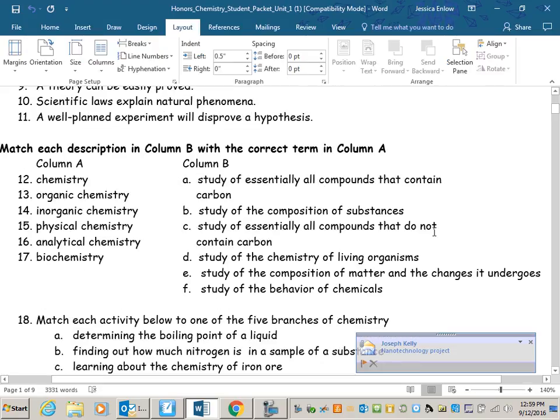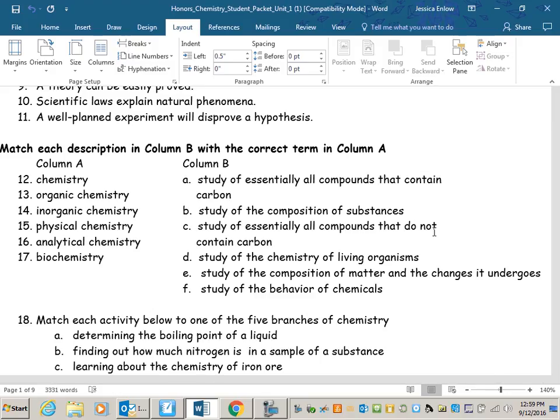Okay, 12. What do we say? B. E as an elephant? 12 is E as an elephant. Okay, cool. 13, A. 14, C. 15, F. 16, B. 17, D.